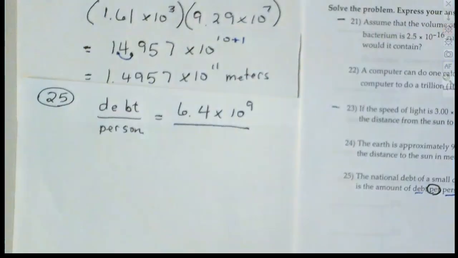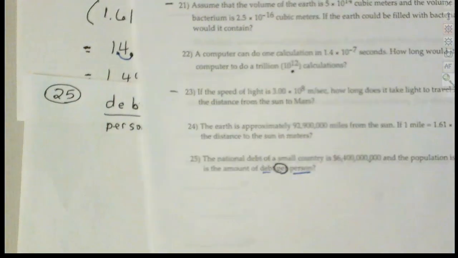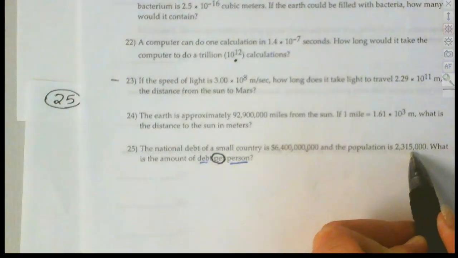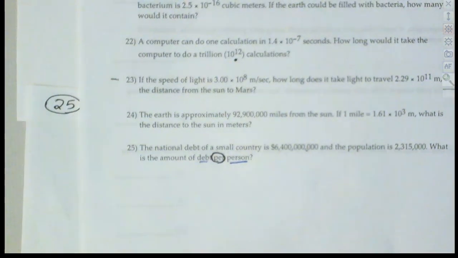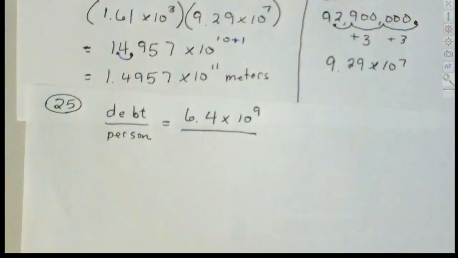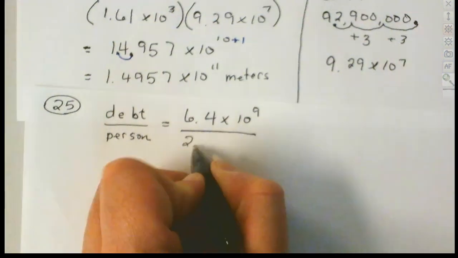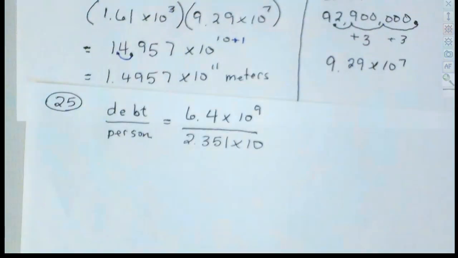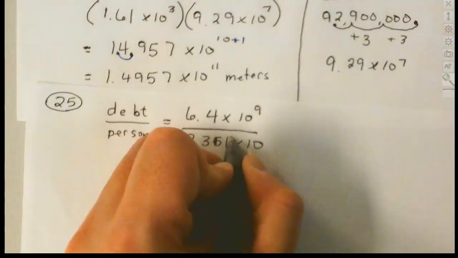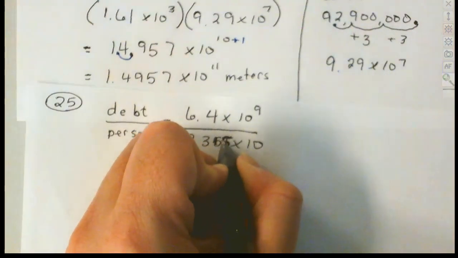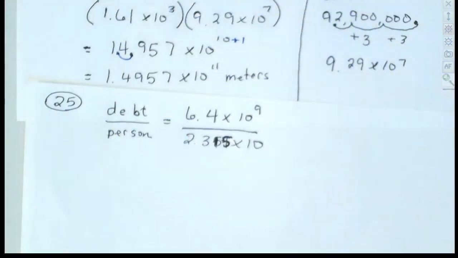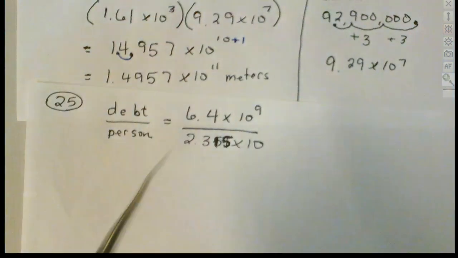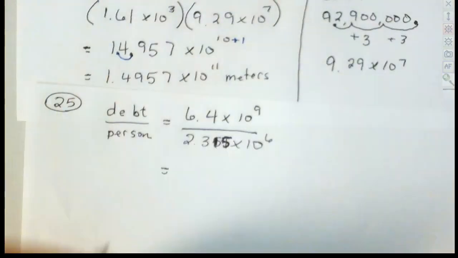And how many people do we have? If we look at our population here, when we move, there's 3, 6, and so that's going to be 2.315. Sorry about that, let me write it correctly here. And that's going to be times 10 to the 6th power.